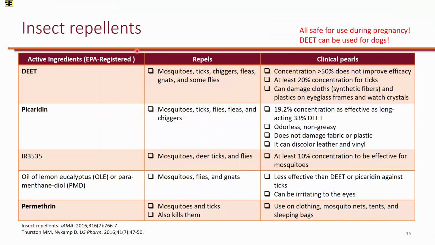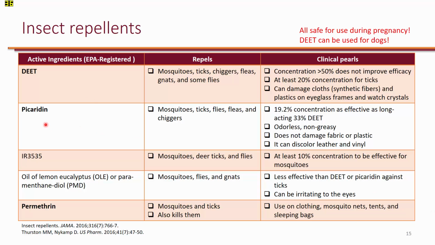Alright, so when it comes to insect repellents, we have several options available. Note that all of these options are safe for use during pregnancy, and also if there is concern for animals, DEET has also been reported to be used safely in dogs. DEET can repel mosquitoes and ticks. Now, concentrations greater than 50% do not improve efficacy. And as far as repelling ticks, at least 20% concentration is required. One of the things about DEET is that it can damage clothes, including synthetic fibers, and it can also damage plastics on eyeglass frames and watch crystals.